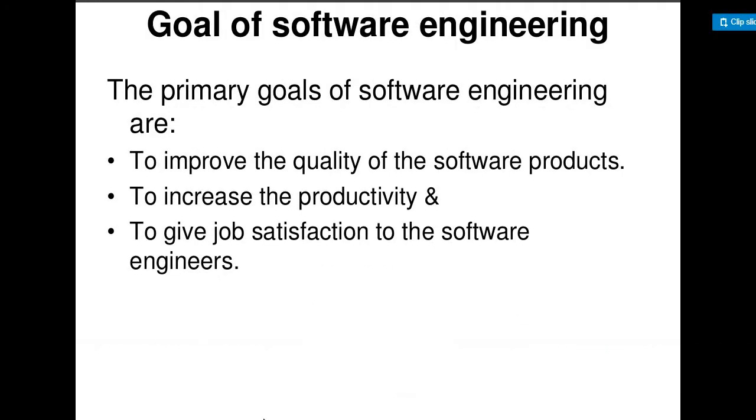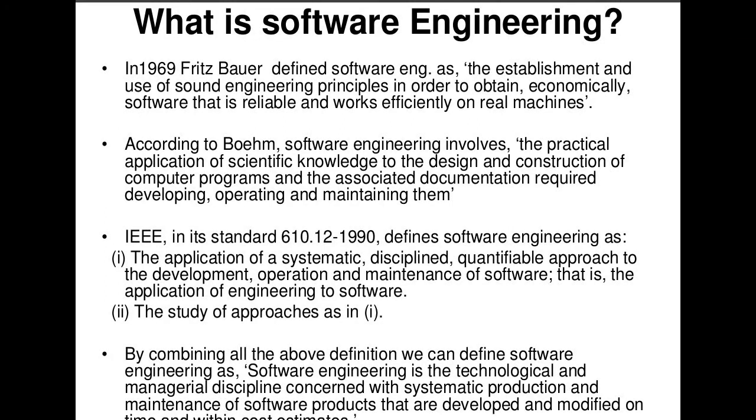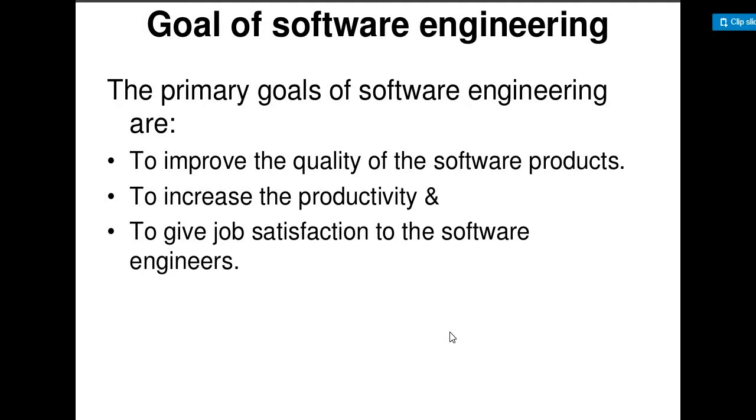Major goal of software engineering. What is the primary goal of software engineering? So the primary goals of software engineering are to improve the quality of software product, to increase the productivity, and to give job satisfaction to the software engineers. So two main goals we have in software engineering.